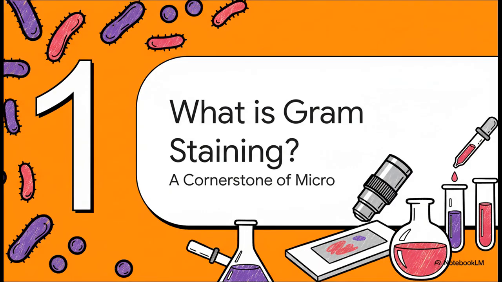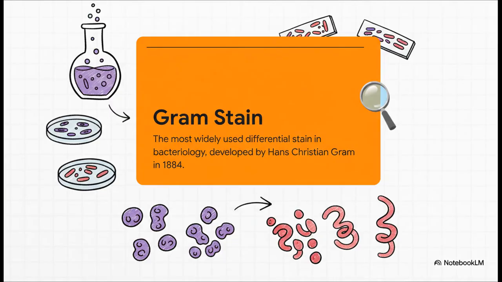Section 1. What exactly is this test, and why is it so important? The gram stain is, without a doubt, the most widely used stain in bacteriology, period. It was developed way back in 1884 by a physician named Hans Christian Gram. And its job is beautifully simple. It helps us see bacteria, and more importantly, it helps us classify them into two huge distinct groups.